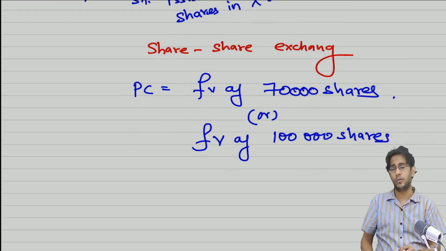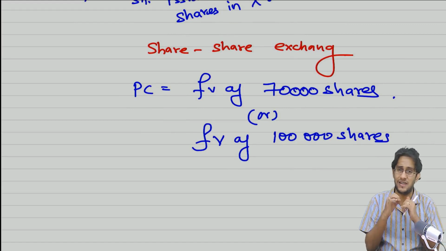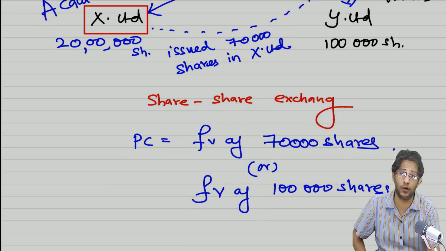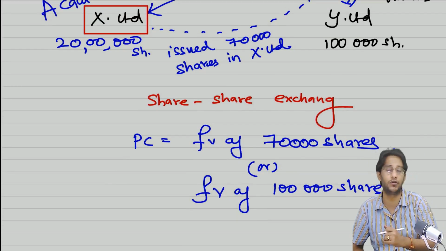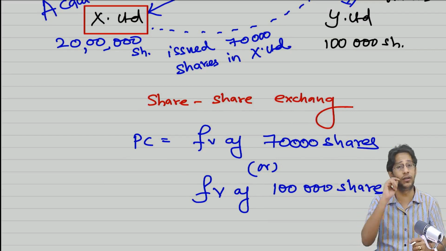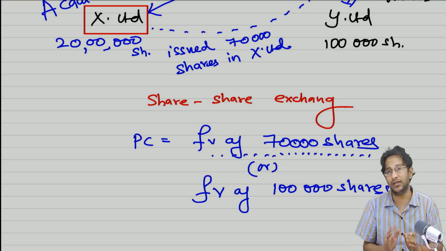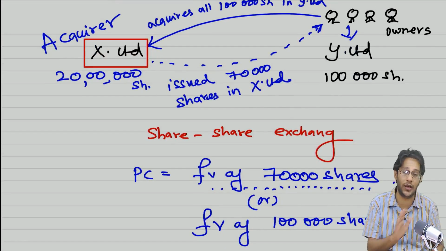So you work out 70,000 shares ka fair value. You work out what you have acquired, that shares ka fair value. Whichever is more reliably measurable, you can go ahead with that. So PC always need not be the fair value of what we are giving. Sometimes fair value of shares acquired also can be taken as PC if that can be more reliably measured than this 70,000 shares ka fair value. So this is an exclusive case of share to share exchange. Here only you will actually do this.